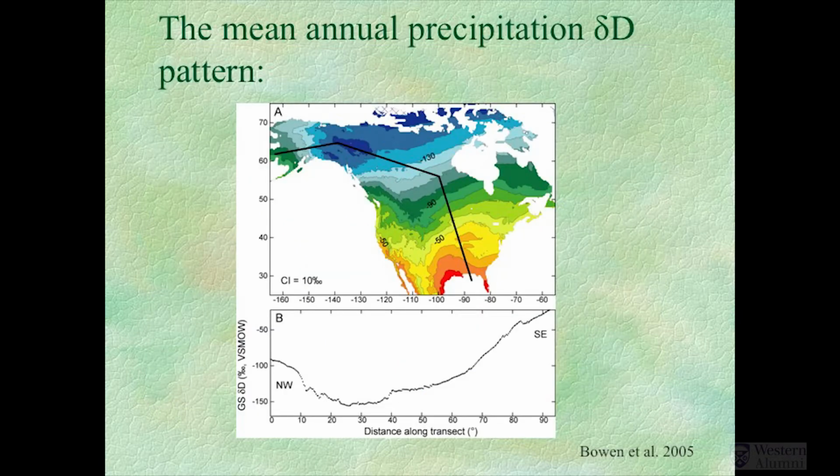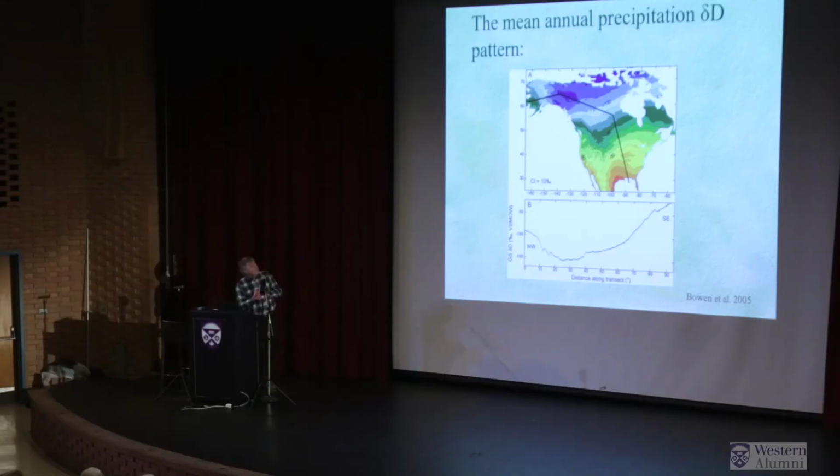So here we are in North America, down in Texas. The rainfall has a lot more of that heavy isotope of hydrogen in it than it does up here in London, and certainly way more than up in the polar regions. But it kind of spreads out in these lovely latitudinal bands.